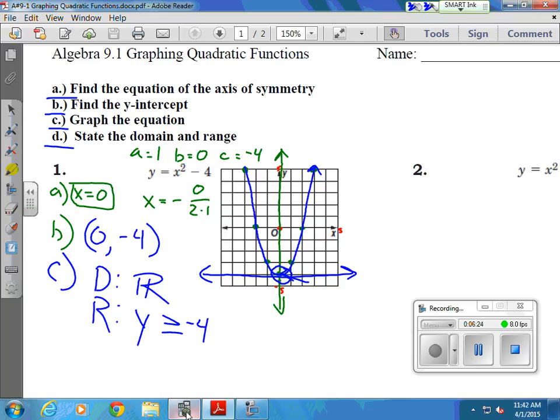Okay? So y greater than -4 describes all the points on this parabola. All right.